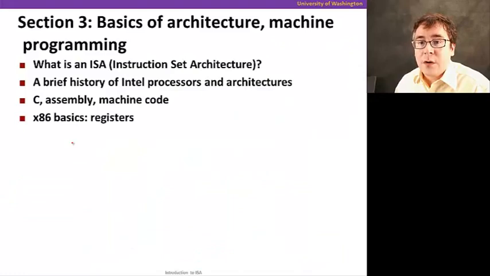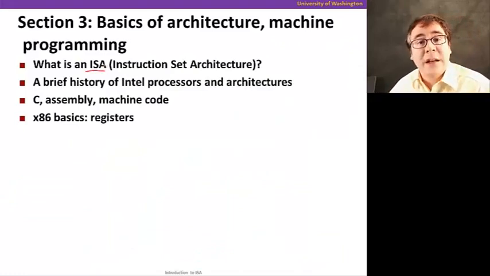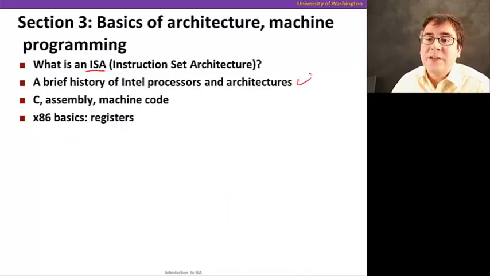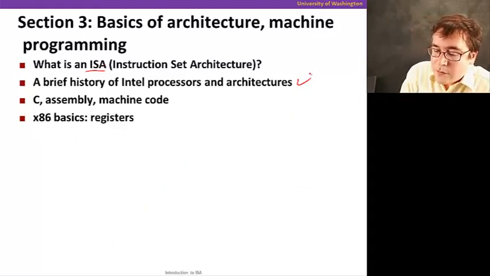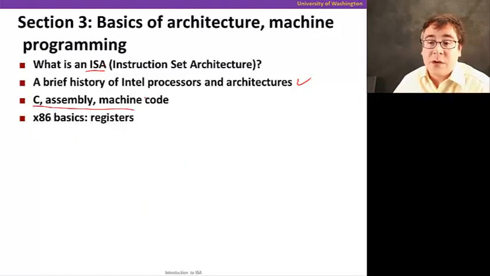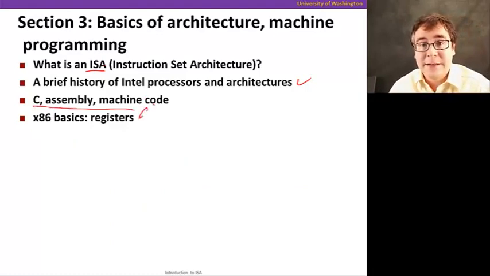So here's what we're going to see in this section. We're going to see what an instruction set architecture is, which is the hardware-software interface. It's the contract between hardware and software. We're going to look briefly at the history of Intel processors and architectures, and then we're going to see how C and assembly code and machine code relate, and start looking at x86 basics.